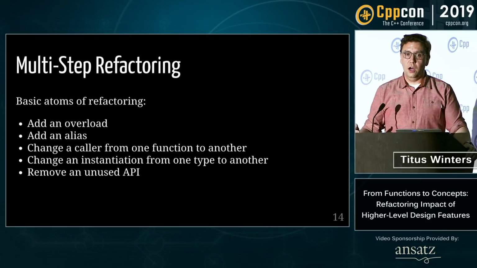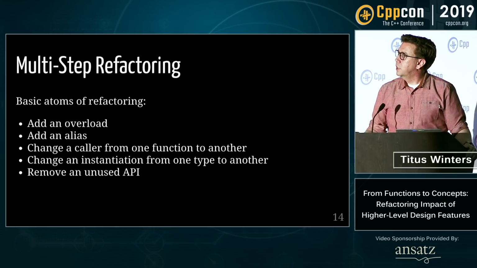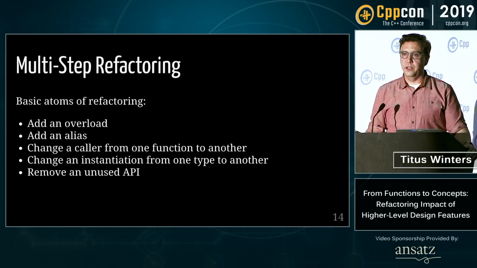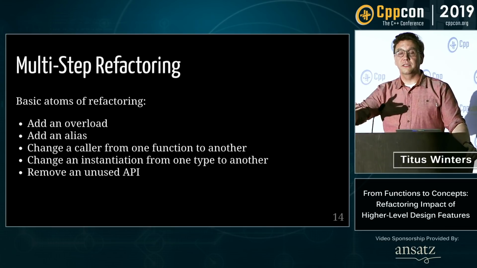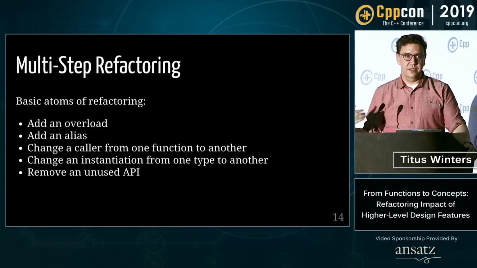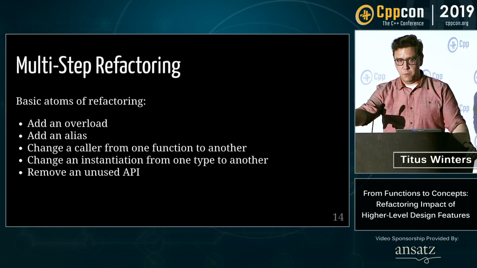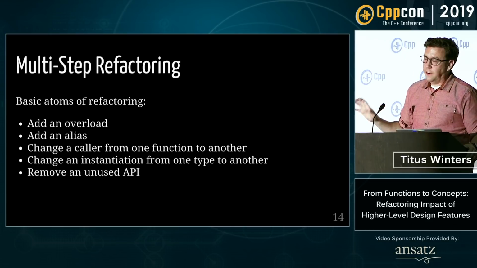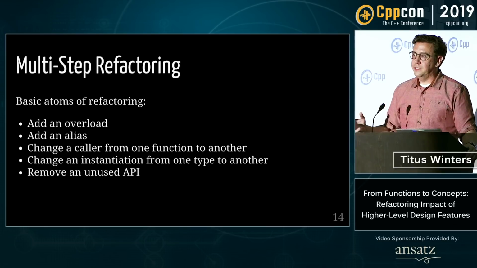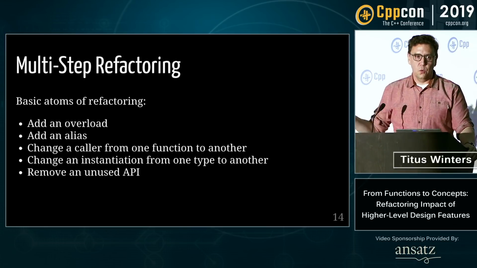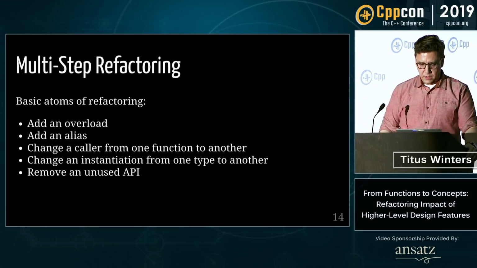I can change a caller from one function to another. That's local. I can change an instantiation from one type to another. That's local-ish. I can remove an unused API, right? That requires global knowledge and some synchronization, but can be done with only modifying a couple files at a time. All of these are very nice atoms to base your refactoring strategies on because they can be done while editing a constant number of files, like 1 or 2 files in most cases.